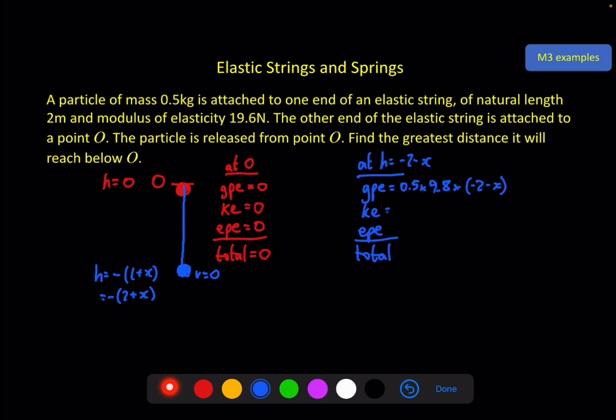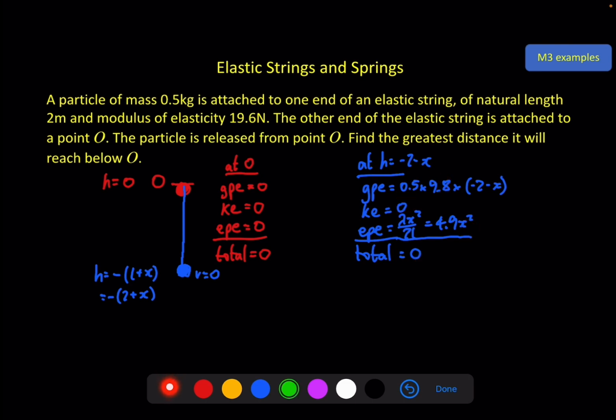So the kinetic energy here will be 0 because we're at the greatest distance. The elastic potential energy is lambda x squared over 2L, and if we put lambda as 19.6 and L as 2 into that expression, we get 4.9x squared. But the total must remain 0 because there are no external forces. So this plus this plus this must equal 0.